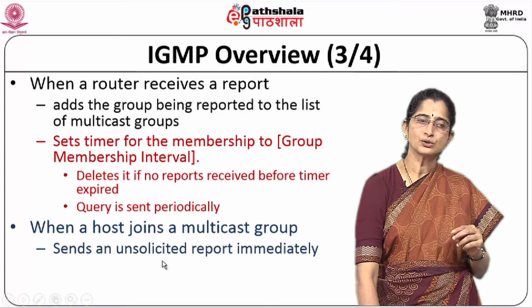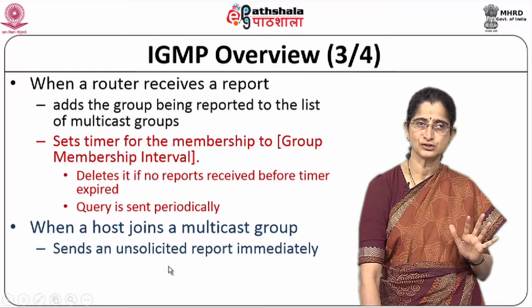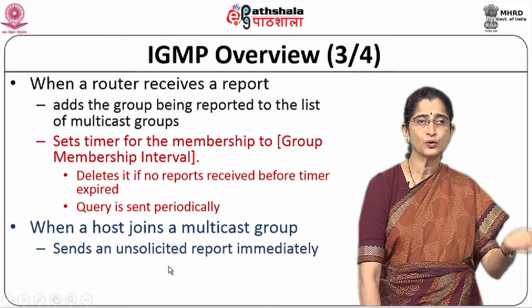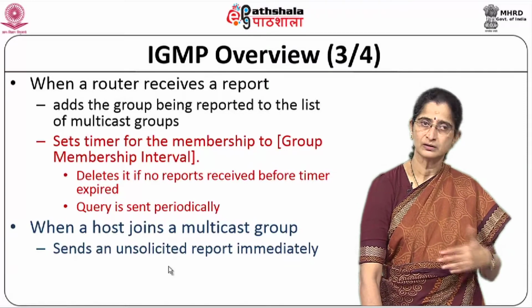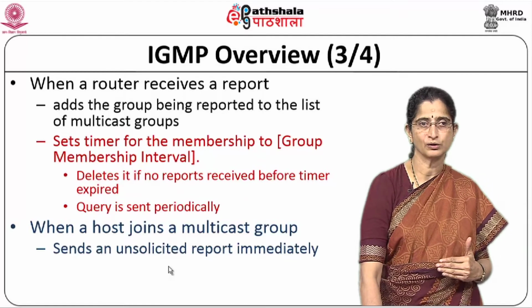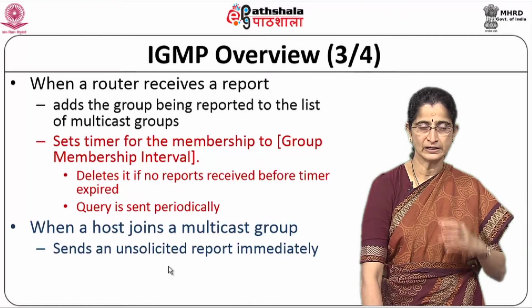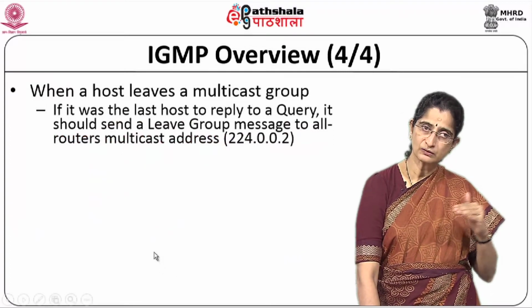Okay. So, when a host joins a multicast group, what it would normally do is send an unsolicited report. That is, without waiting for a query from the router, it can send an unsolicited report as soon as it joins, so that the router becomes aware of the fact that there is somebody here who belongs to this particular multicast group. So, this is the third thing that happens. Okay. So, this is about joining the group.